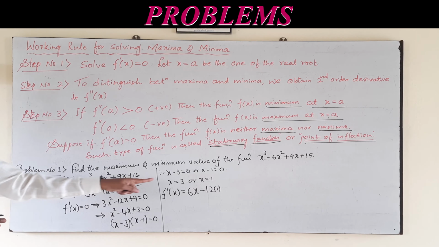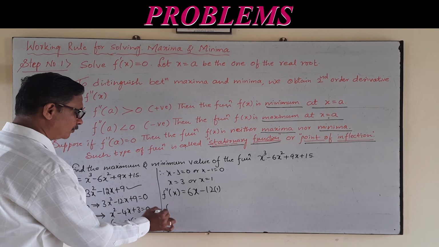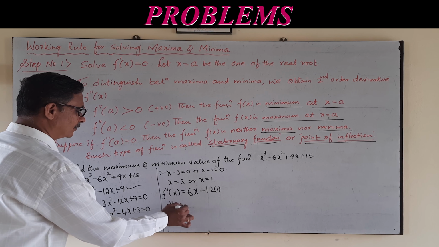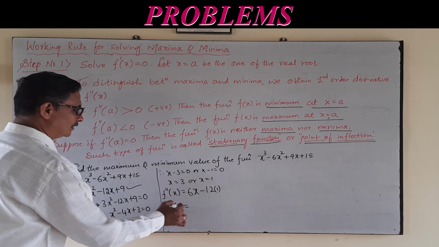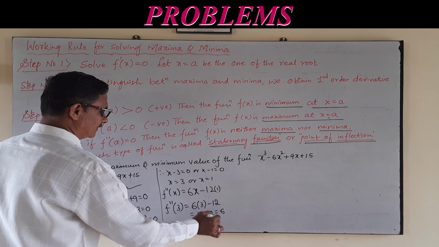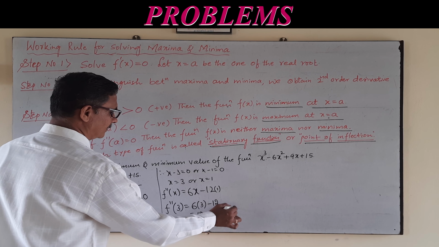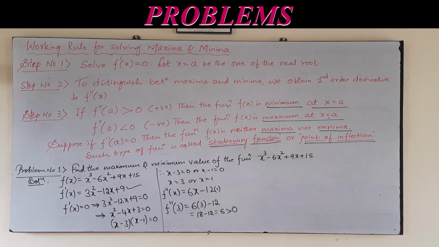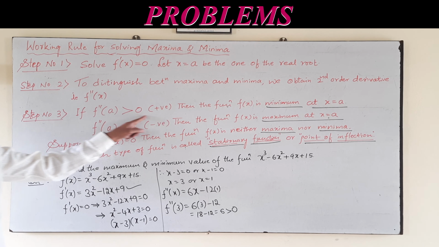Next, step number 3: f double dash x at x equal to a. Here a means the roots that came, 3 and 1. First substitute 3. f double dash at x equal to 3: put x equal to 3, 6 into 3 minus 12, 6 threes are 18 minus 12, what is it? 6, which is more than 0. If it is more than 0, what happens? Therefore the function f of x is minimum at the point x equal to 3.